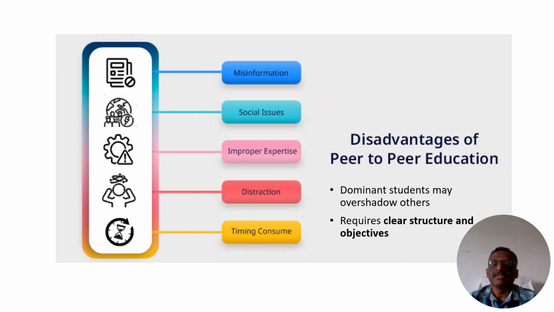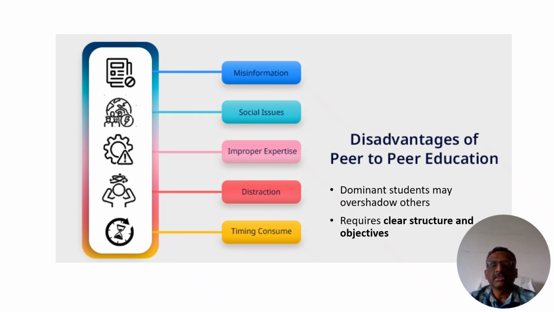There are some advantages, but it also has certain disadvantages. The main disadvantage is that dominant students may overshadow others. When very few people participate and dominate, the real purpose will be lost. It requires clear structure and objectives, because without them you cannot have a proper discussion. Sometimes misinformation will also be transmitted to others, so that has to be monitored or controlled by the faculty.